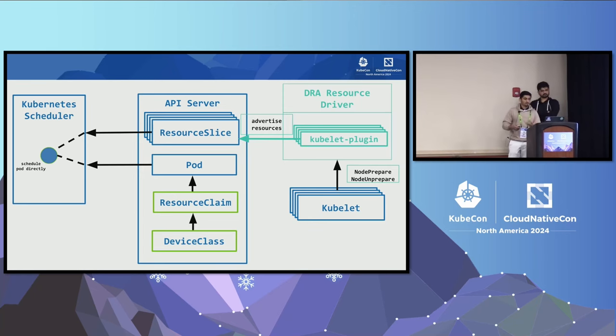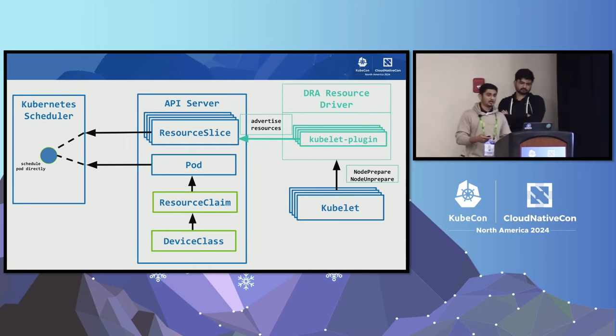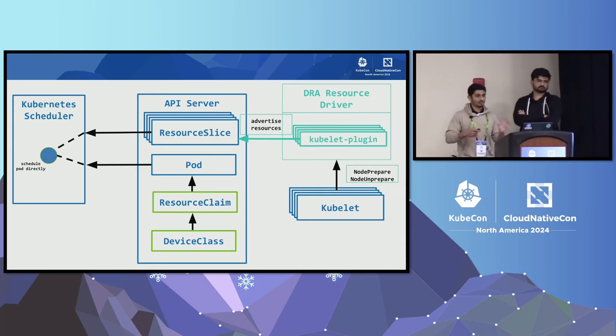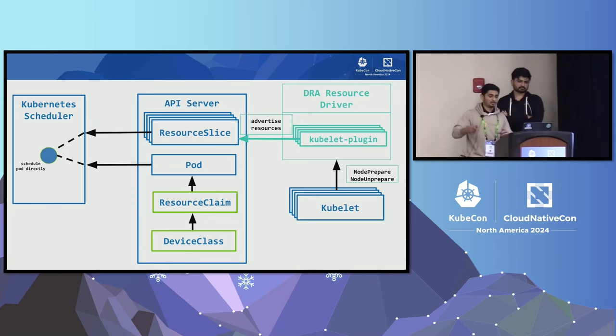So a user comes along. User says, I want this kind of a device. They put it in the resource claim spec. That resource claim spec also references an object called device class. Device class has other options to configure that device in the plugin. And then the user references this resource claim object in the pod and creates the workload.